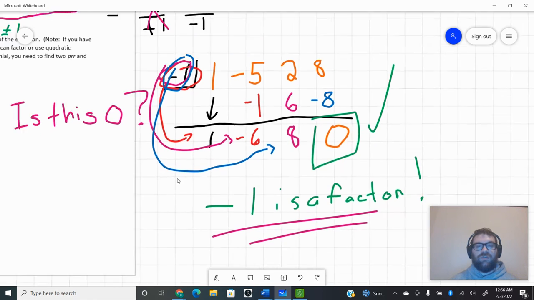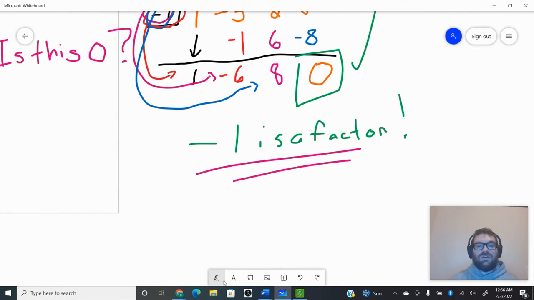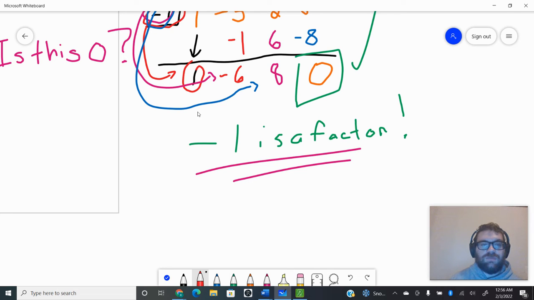Underline it for emphasis. And we know what to do with synthetic division here. This right here becomes our new x squared term. This becomes our new x term. And this becomes our new constant term. Not one term. Our new constant.